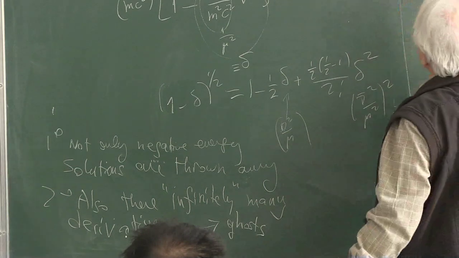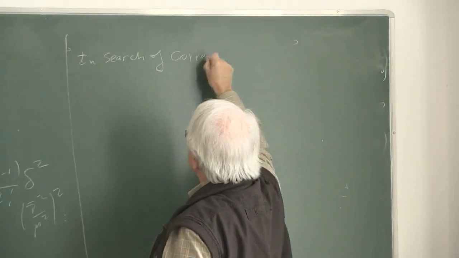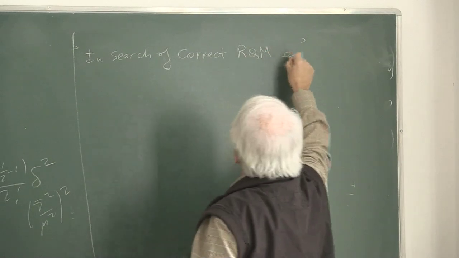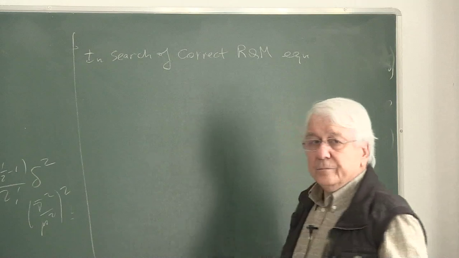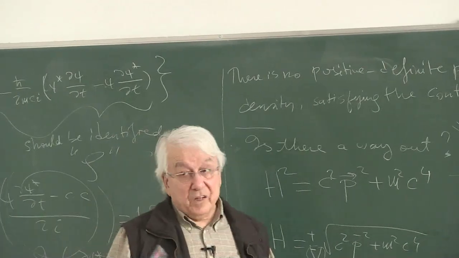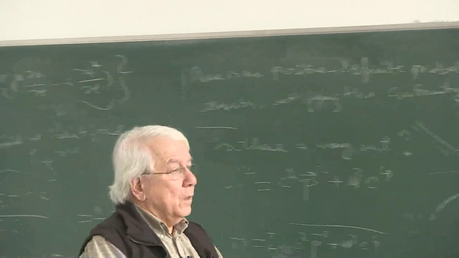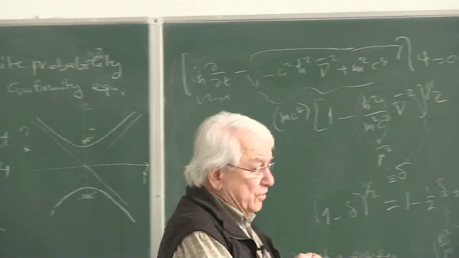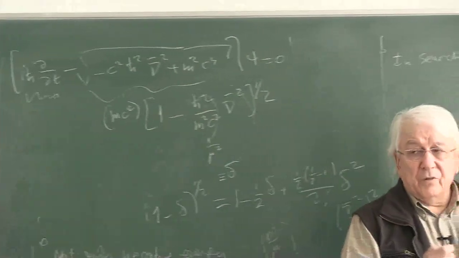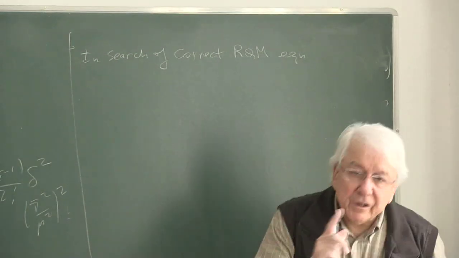So, in search of the correct relativistic quantum mechanical equation, now let's search for that. This was an unsuccessful attempt, a simple and beautiful attempt, but unsuccessful. But it taught us some lessons. The lesson is that if you have quadratic time derivatives, it's problematic. It really leads to non-positive definite probability densities.